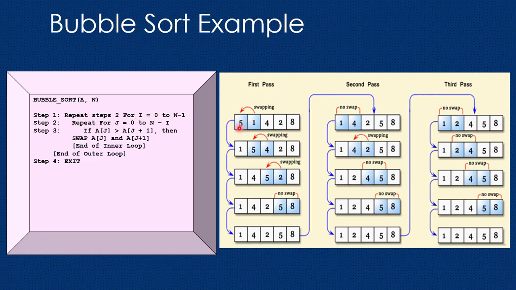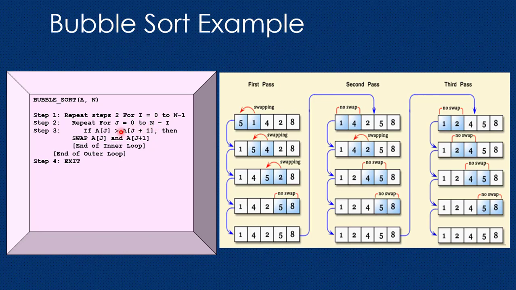In this case, we are going to repeat step 2 for 0, 1, 2, 3, 4, since 5 minus 1 is 4. So 0 to 4. In step 2, we repeat for index j from 0 to n minus 1. So basically here we have a nested loop. The outer loop repeats from index 0 to n minus 1. The inner loop j repeats from 0 to n minus 1.